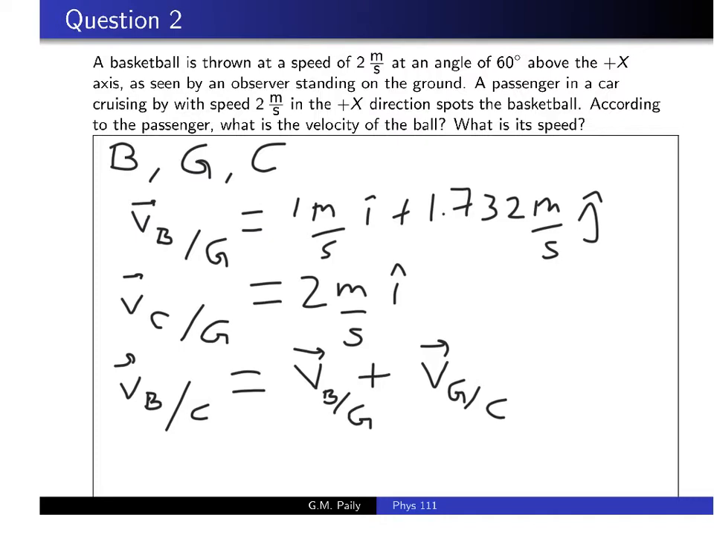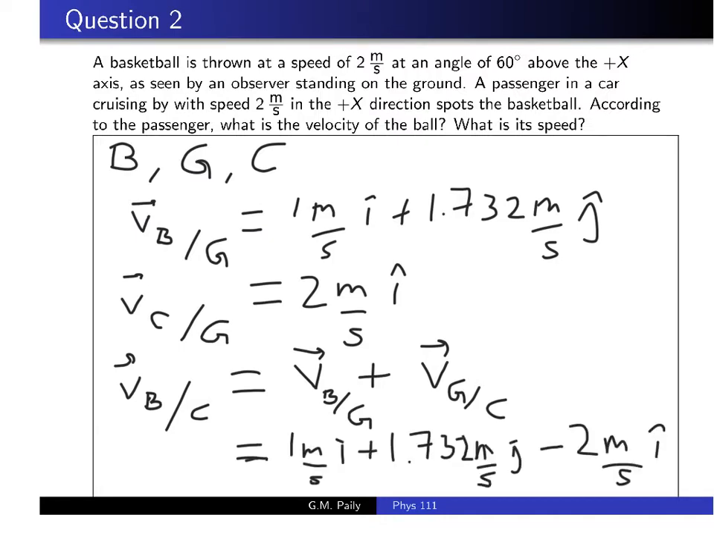Putting it all together, we see that we have the velocity of the ball with respect to the ground, and then the velocity of the ground with respect to the car. And from the perspective of the passenger in the car, the ground is moving backward, which is why that becomes negative 2 meters per second I hat. From here we can go on, simplify, get the velocity of the ball with respect to the passenger in the car, and then finally its speed by taking the magnitude.